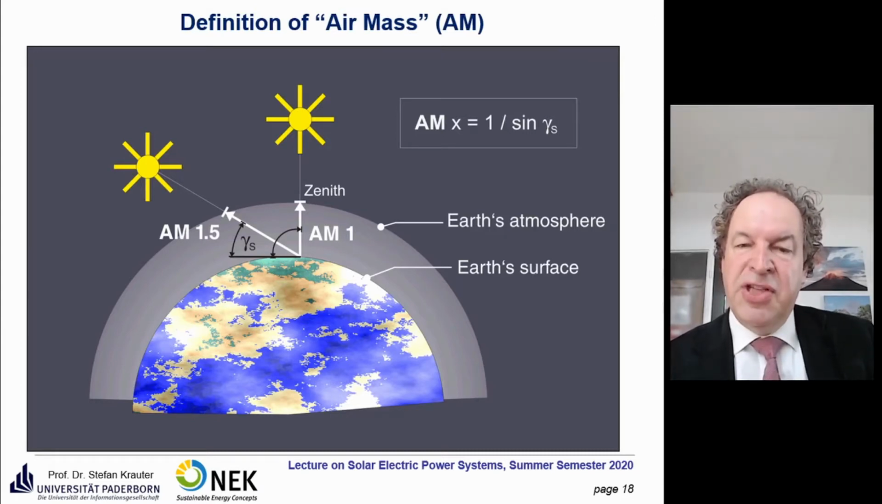So if you have 0, for example, it's 1 divided by 0, it's infinite. So we would have an infinite AM. That's when the sun is on the horizon. The other way, what we see here already, is if we have an elevation angle of exactly 90 degrees, it's 1 divided by the sine of 90 degrees, which is 1. So we have 1 divided by 1, that's exactly AM1.